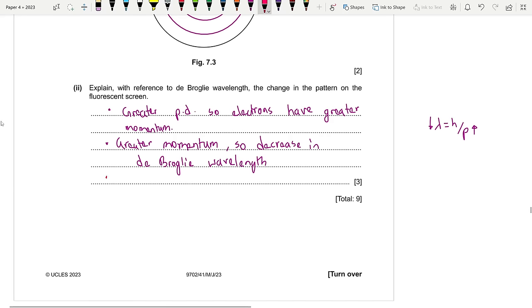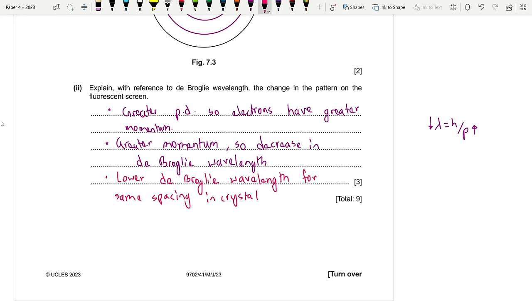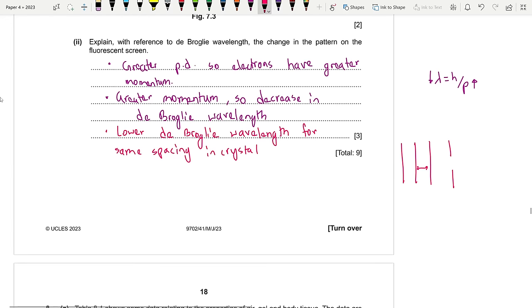Now you could word the last one in multiple ways. You could say that there is a lower de Broglie wavelength for the same spacing in crystal. Like we have the same spacing in the crystal. You guys know this from AS, right? Like, check this. What causes good diffraction? The wavelength should be comparable with the slit width, right? If you decrease the slit width, or keep the slit width the same, for this case, it's graphite. If you keep the slit width the same and increase the wavelength, what actually happens?